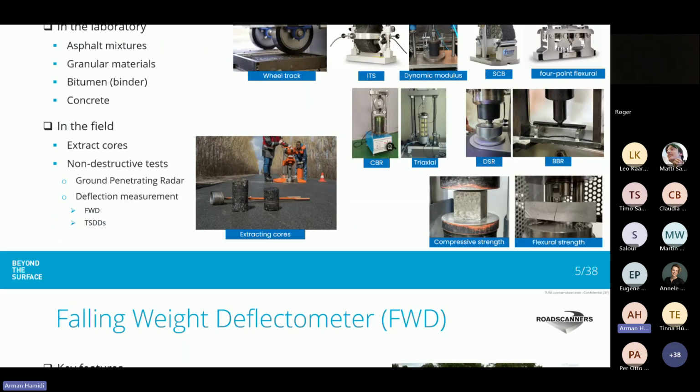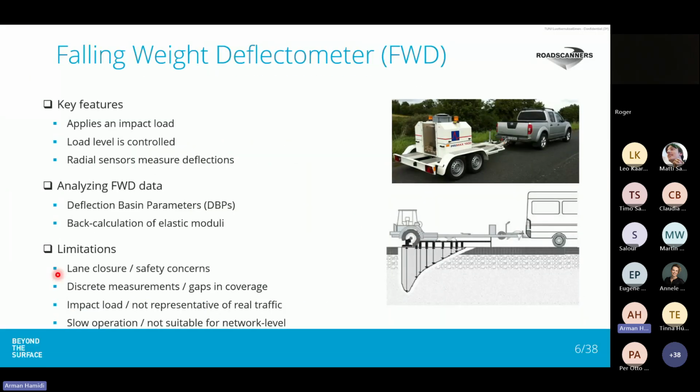FWD, or falling weight deflectometer, is the standard device for structural evaluation of pavements. It applies an impact load to the pavement surface. The load level is controlled, and there are different sensors at different radial distances that are mounted on a beam. So these sensors measure the response in sort of deflection. So we will have a shape like this, known as deflection basin or deflection bowl.